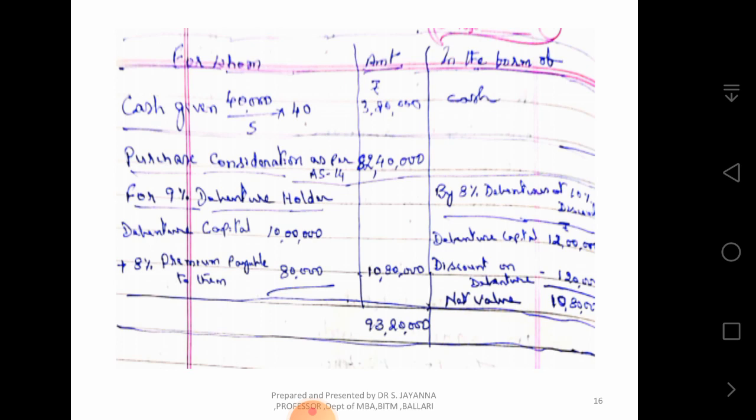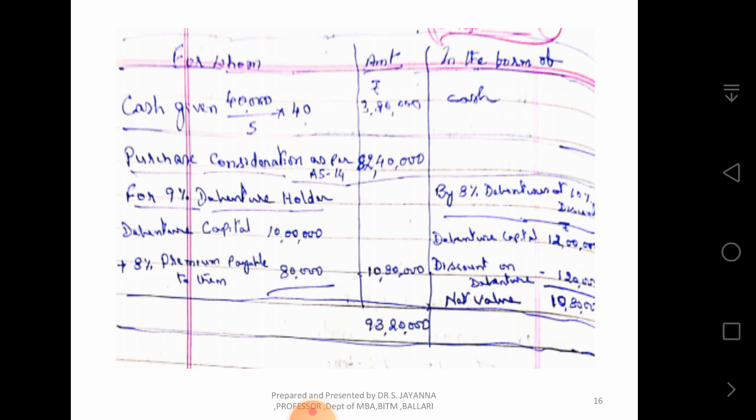So purchase consideration as per Accounting Standard 14 comes out to, look here, 21 lakh 60,000, 57 lakh 60,000 and 3 lakh 20,000. Totally it comes to 82 lakh 40,000.